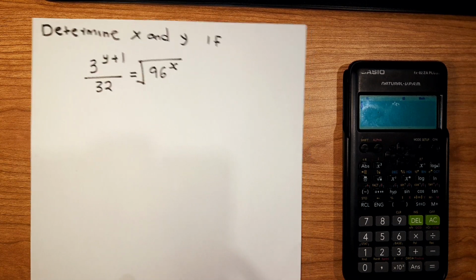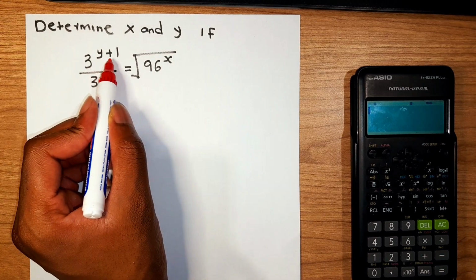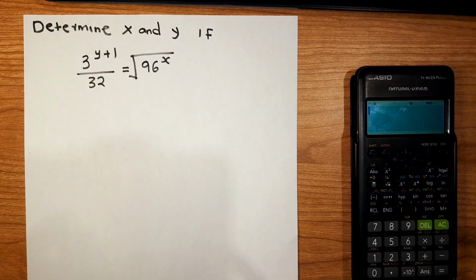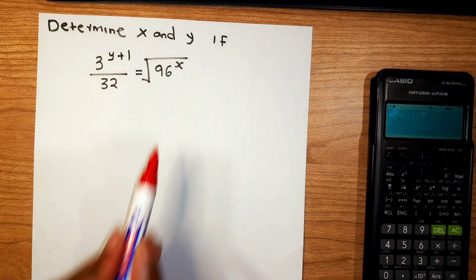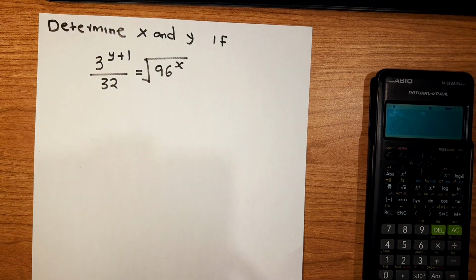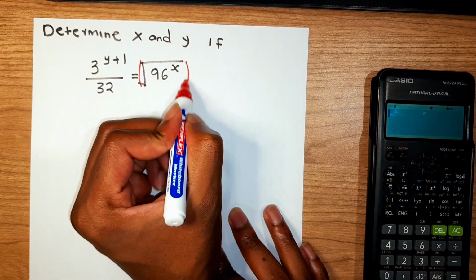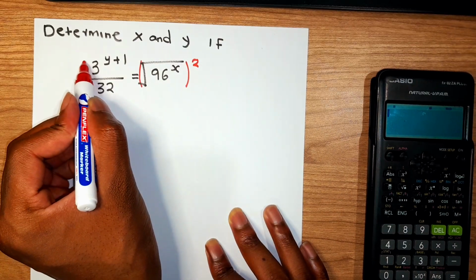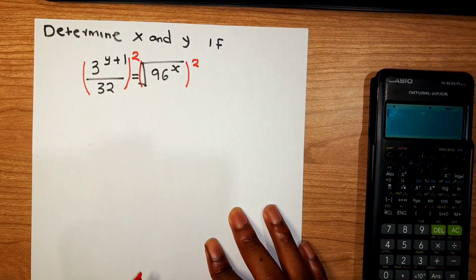Okay, so this is y and this is x. So we actually want to determine the values of x and y. In almost all the questions, the moment you see a square root, the best thing to do is to actually remove the square root. That should be the first step. You must remove the square root, right? So you're going to square both sides so that you actually remove the square root, right?